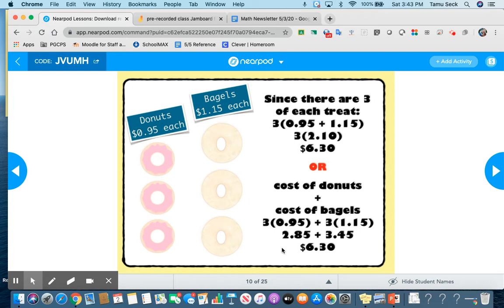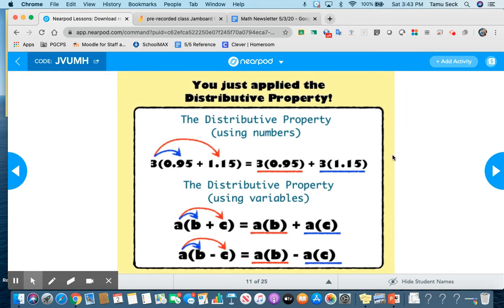But another way is to use distributive property. We multiply 3 times 95, which we get is $2.85, and 3 times $1.15, $3.45, and we add those two together using distributive property, and then get $6.30. This is what it looks like algebraically. 3 times each thing inside the parentheses.